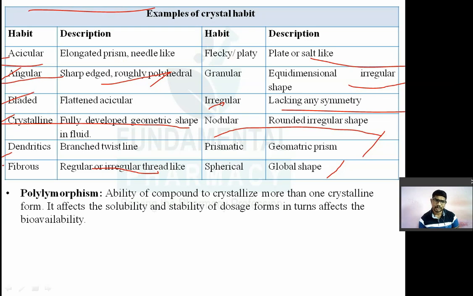तो अगर आपका कोई कंपाउंड है उसके दो तीन टाइप के क्रिस्टल बनते हैं क्रिस्टलाइजेशन के, वो तो उसको बोलेंगे पॉलीमॉर्फिज्म. सो एबिलिटी ऑफ कंपाउंड टू क्रिस्टलाइज मोर देन वन क्रिस्टलाइन फॉर्म. So these crystals, you see, these crystalline forms are polymorphs. One crystalline form is polymorph 1, second crystalline form is polymorph 2, third one is polymorph 3. So these polymorphs differ in their physical and chemical properties again.